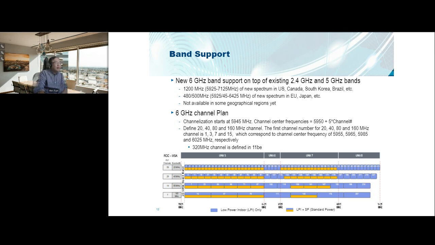As I mentioned, the 6 GHz band in fact starts from 5925 to 7125 megahertz. This is the 6 GHz range. IEEE defined the 6 GHz channel plan starting from 5945 megahertz, leaving a 20 megahertz guard band at the lower end. With this, you can derive the channel center frequency based on this formula: 5950 plus 5 times the channel number.